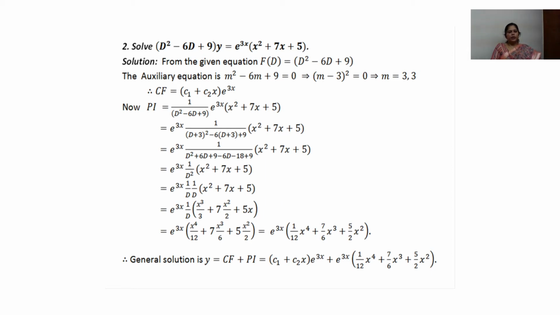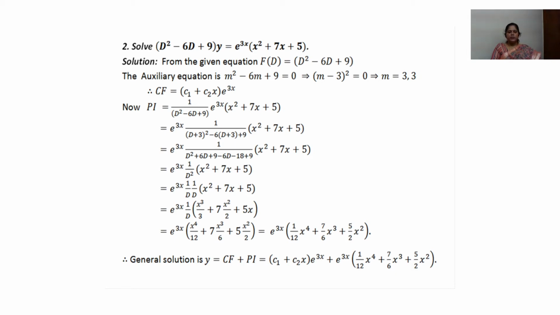Now we will go for the complementary function first. From the given equation, f(D) is D² − 6D + 9. So the auxiliary equation is m² − 6m + 9 = 0. If you go for factorization, we get (m − 3)² = 0. Then m = 3, 3.